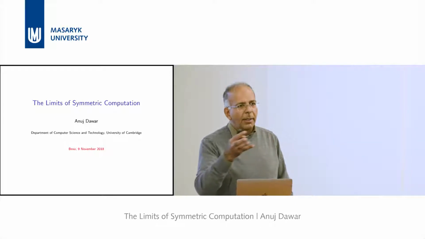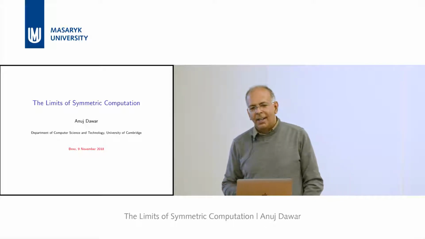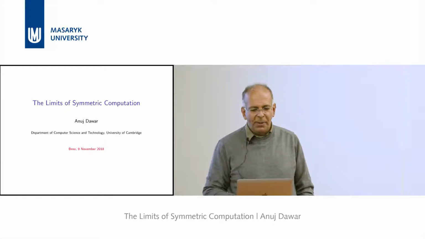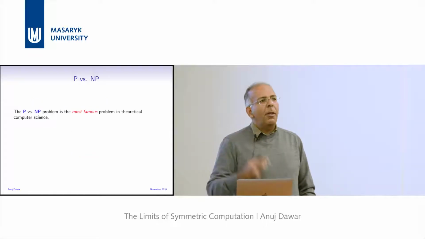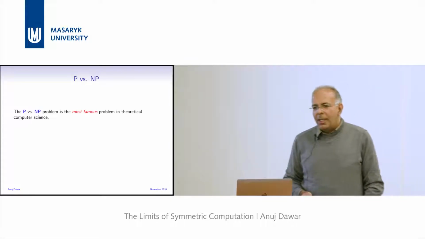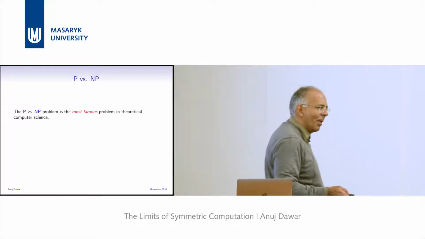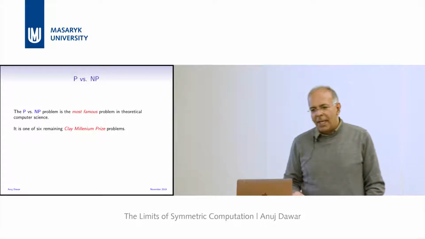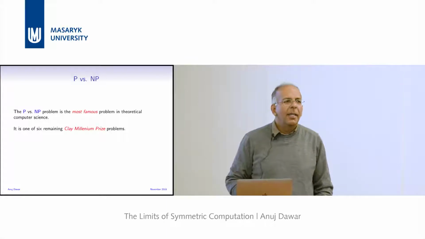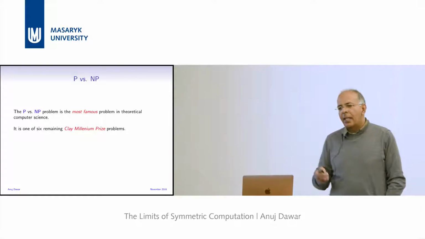I realize that in this audience there are some specialists in the complexity of computation and some people who are not computer scientists at all. But I assume many of you have heard at least of the P versus NP problem. I think, without fear of contradiction, I can say it's the most famous open problem in theoretical computer science. It's one of the 6 remaining Clay Millennium Prize problems in mathematics, right? So there's a $1 million prize on offer for settling the question either way.